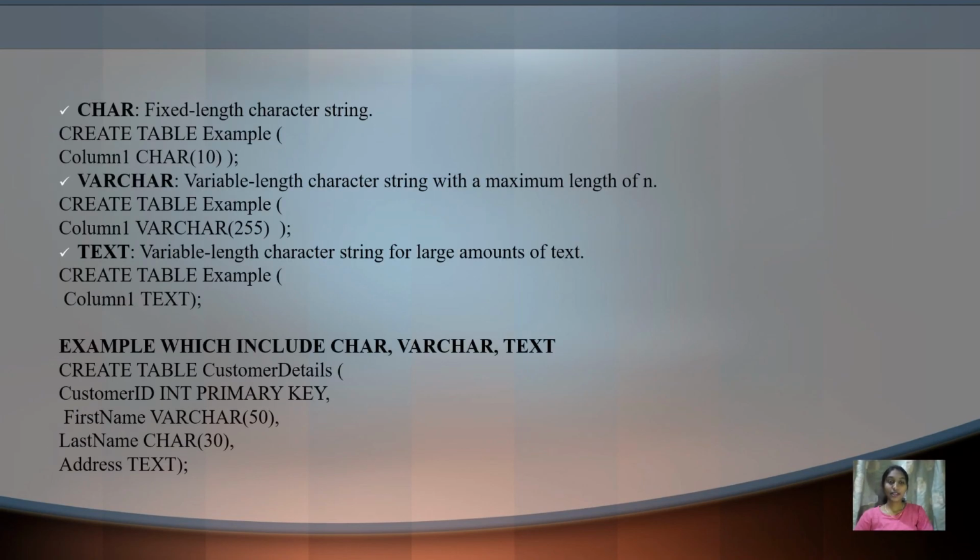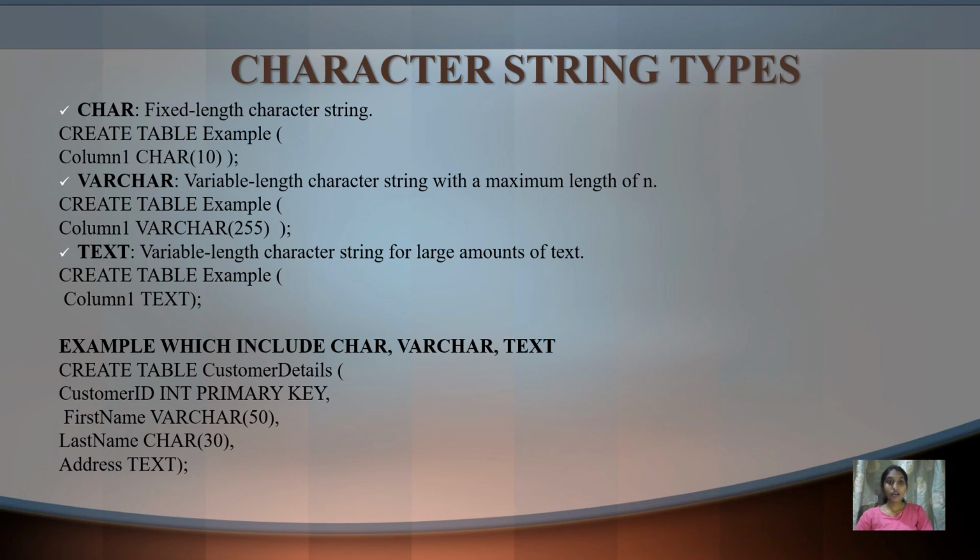Next type of data type is character string types. Under this, there are three data types, that is char, varchar and text. For char, suppose we are entering a fixed length of character strings. Suppose we enter characters that are of fixed length. So we specify it with the data type called char. Create table example, and we specify the column name, and we give a data type called char, and we give a value to it.